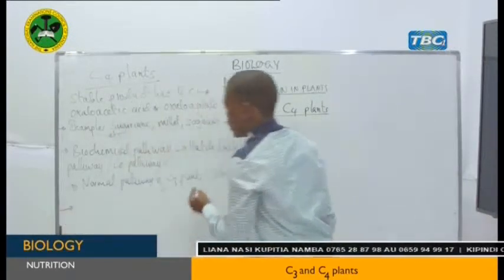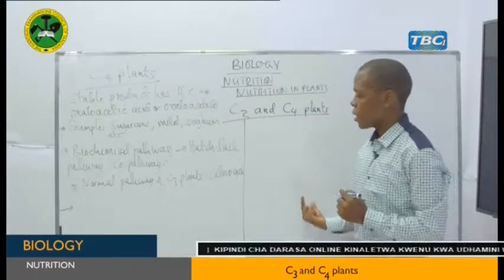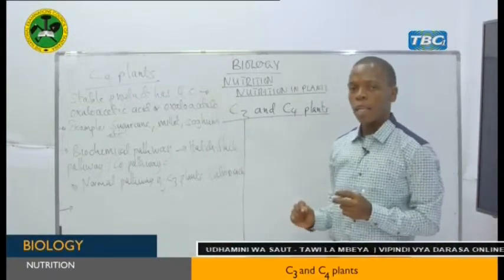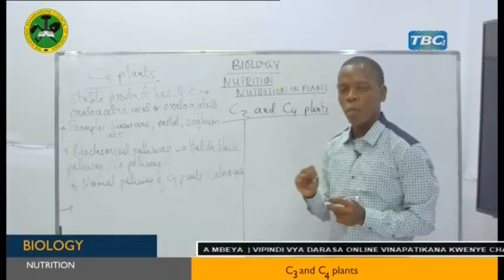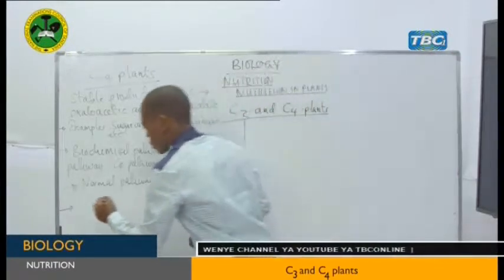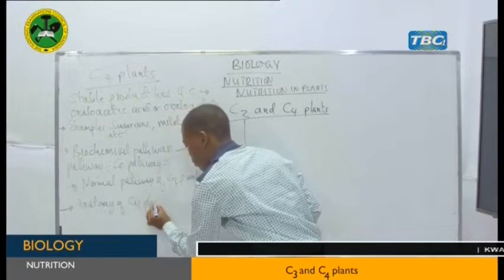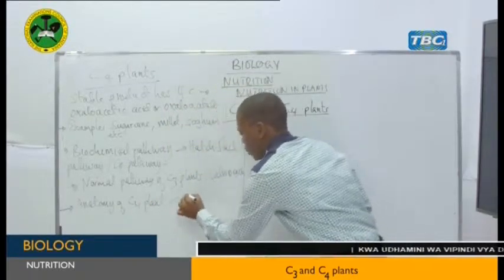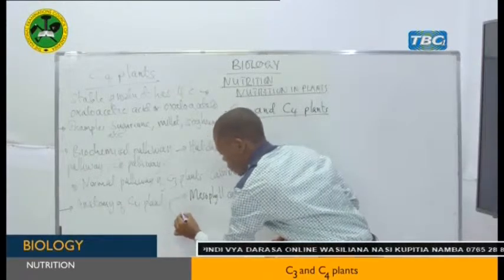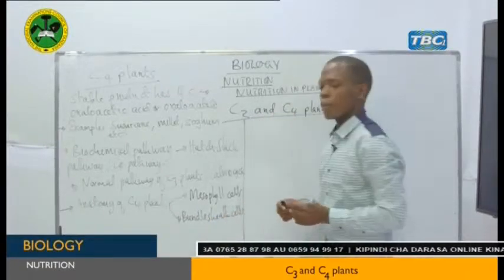What is the difference between these pathways? The difference in photosynthesis between C4 plants and C3 plants is because of the leaf anatomy of these plants. In C4 plants, the leaf anatomy has two distinct types of cells, and these are mesophyll cells and the bundle sheath cells.